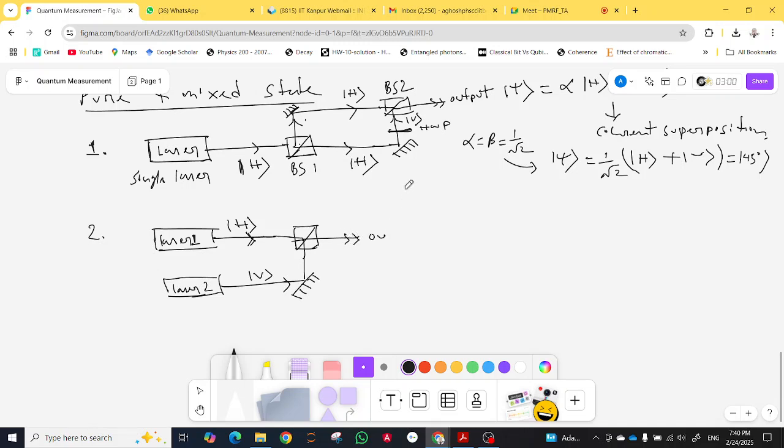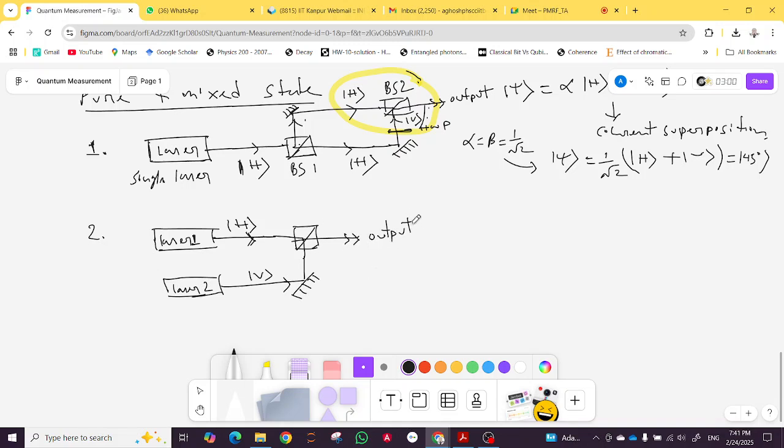So this portion is the same, right? If you look at this one, I am keeping this portion the same because ultimately I want to see the output. Output means the superposition of this horizontal and vertical polarized photon. The only difference is that in the first case it was coming from a single laser. In the second case, it is coming from two different lasers, the horizontal and vertical one, right?